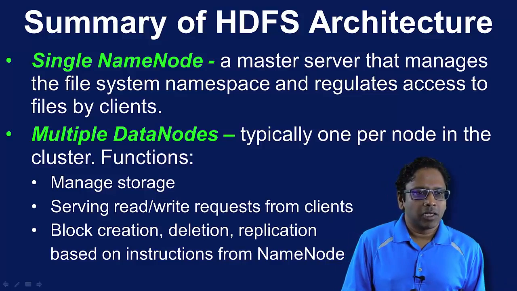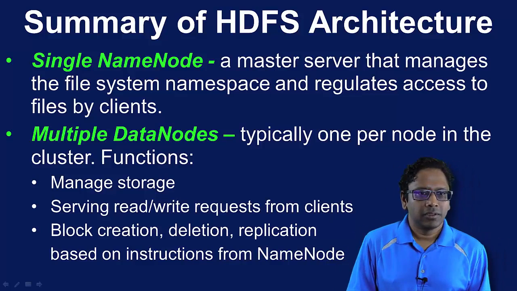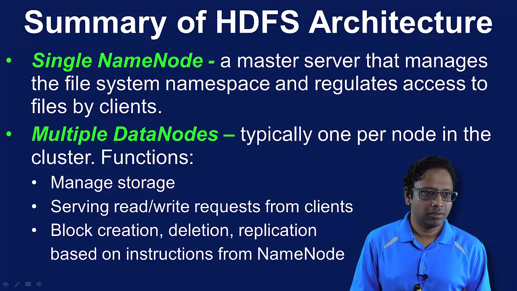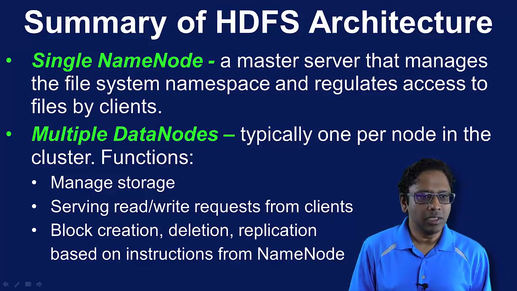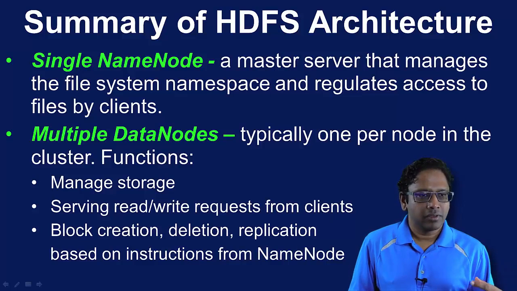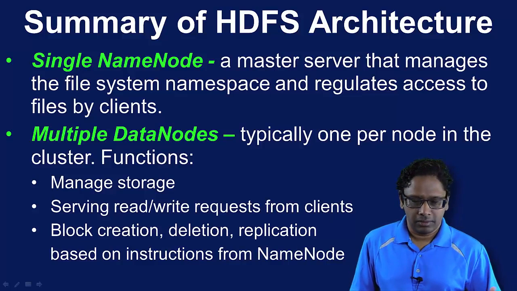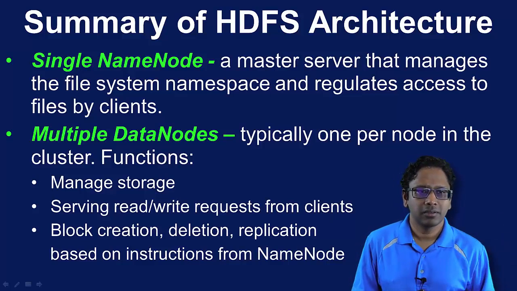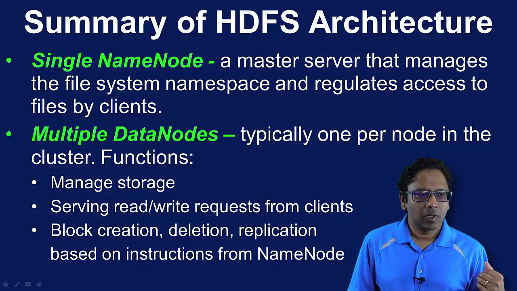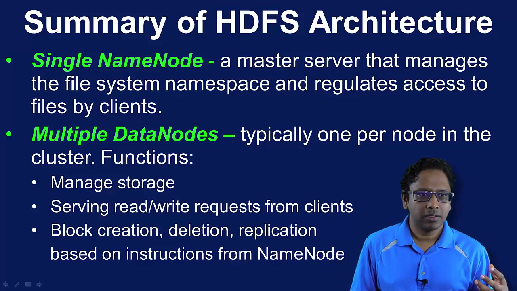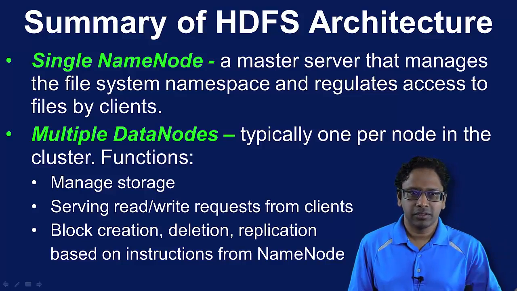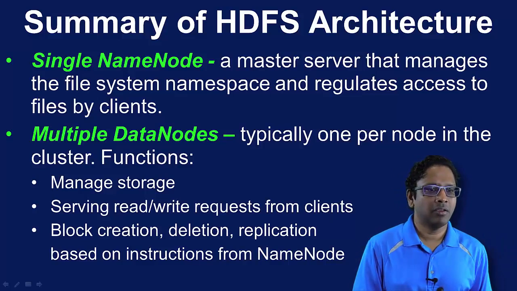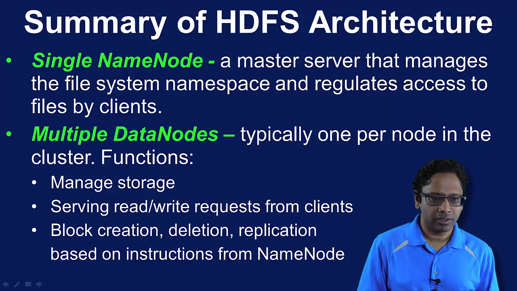Now, you have multiple data nodes to get the performance, typically one per node in a cluster. So you're basically using storage which is local. You manage the storage on the data node. It does the read and write requests from the clients based on what information is got from the name node. Basically, the block creation, deletion, and replication is all based on instructions from the name node. And we'll go into more detail on how this happens in a read-write process in the third video of this lesson.